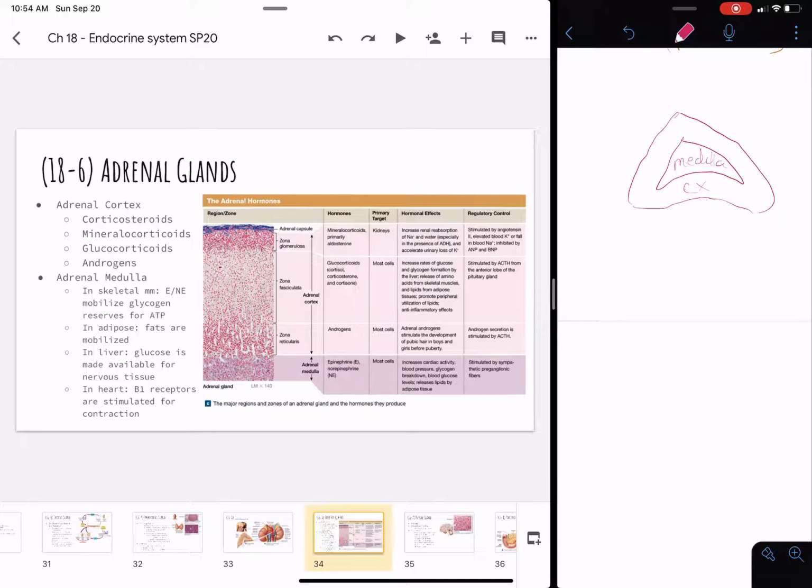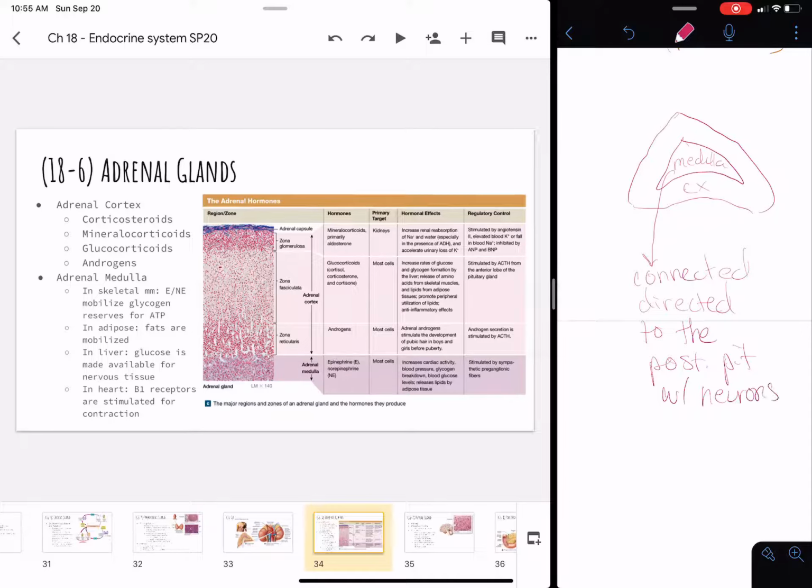glucocorticoids, and androgens. And here in this picture on the right from your book, you can see that the majority of the cells are spanning the width of the adrenal cortex, and that's a much thicker region, versus the adrenal medulla, which is a much smaller region. And the medulla, if you remember from the hypothalamus section, is connected directly to the posterior pituitary with neurons.